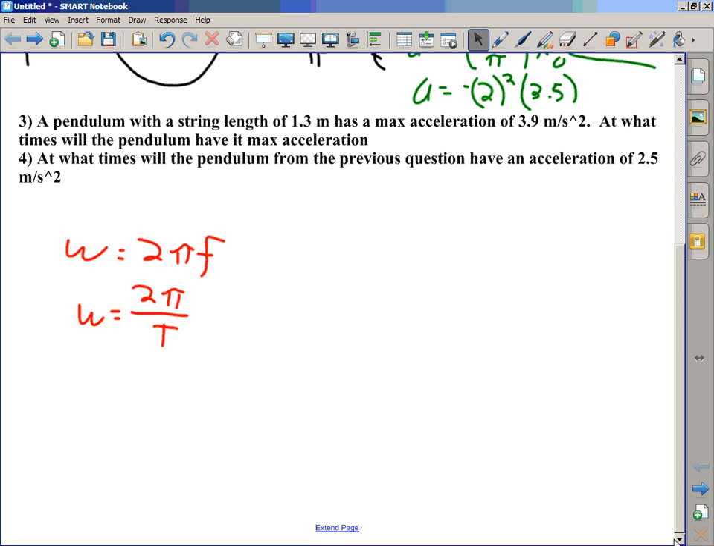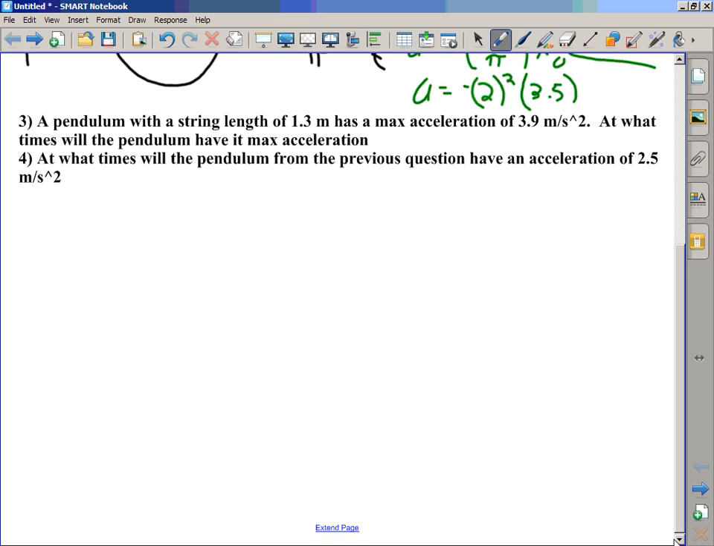Okay. Next, 3. No graphs here. I'm going to get rid of this stuff so I have room. 3. A pendulum with string length 1.3 meters has a max acceleration of 3.9 meters per second squared. At what times will it have a maximum acceleration?